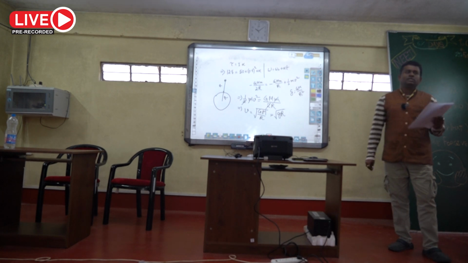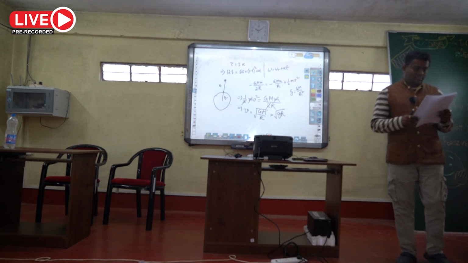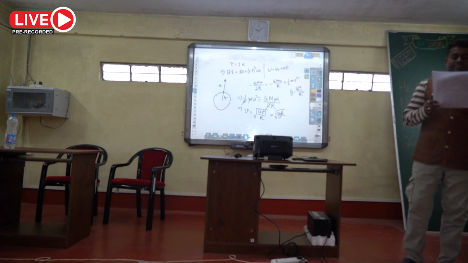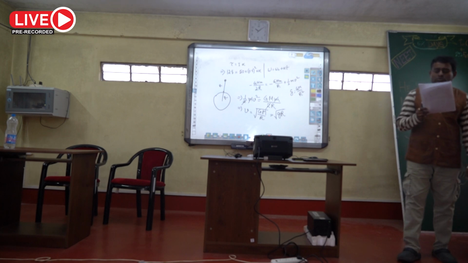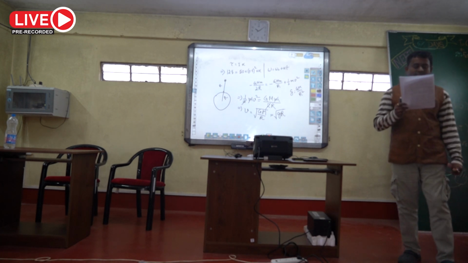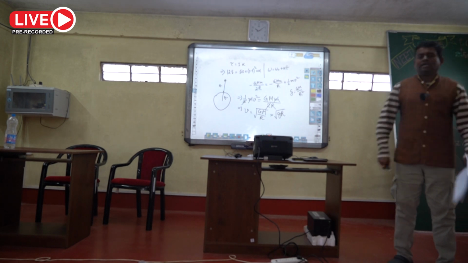Then question number 14, that is also an easy question. The height at which the weight of an object becomes 1/16 of its weight on the surface of the earth is. That height you have to find.